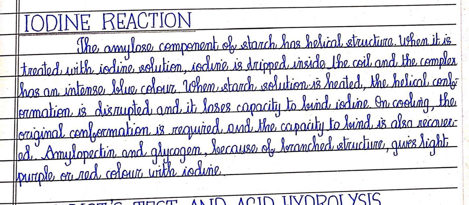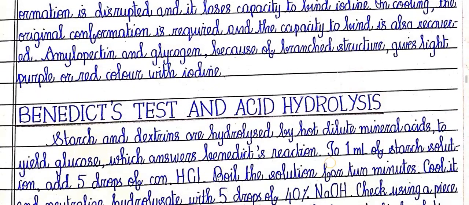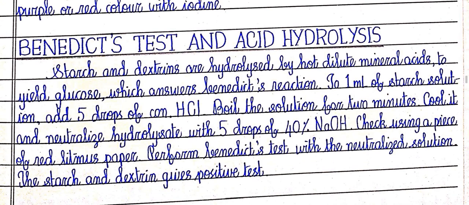On cooling, the original conformation is restored and the capacity to bind iodine is also restored. Then amylopectin and glycogen, because of their branched structure, give a light purple or red color with iodine. Then the Benedict test after acid hydrolysis. Starch and dextrins are hydrolyzed by hot dilute mineral acids to yield glucose, which answers Benedict's reaction.